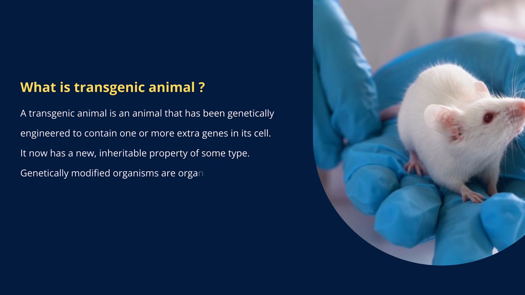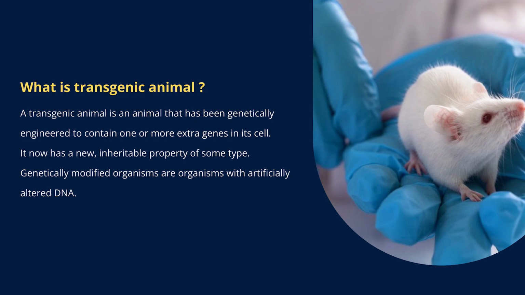Genetically modified organisms are organisms with artificially altered DNA, created by adding a foreign gene or altering the base sequence of an existing gene. If we add a foreign gene, it can be used for production of insulin and vaccines. Altering an existing gene means an organism is altered to produce something at higher levels, for example growth hormone.